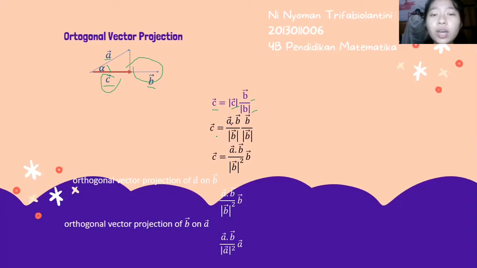And vector C equals the norm of vector C that we got before. Norm of vector C is vector A dot vector B divided by norm of vector B, times vector B divided by norm of vector B. So vector C equals vector A dot vector B divided by norm of vector B squared, times vector B.